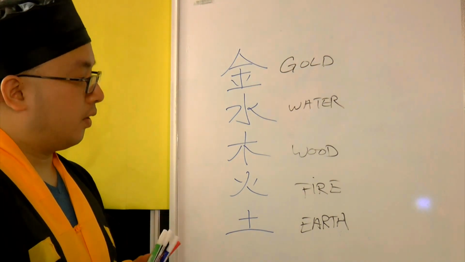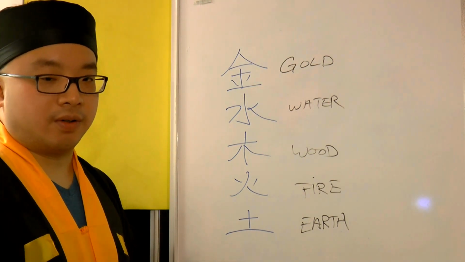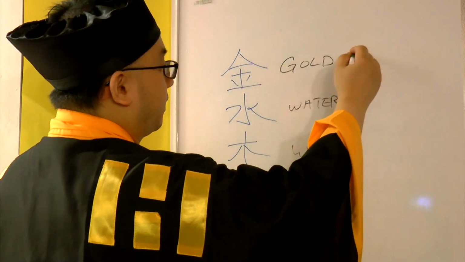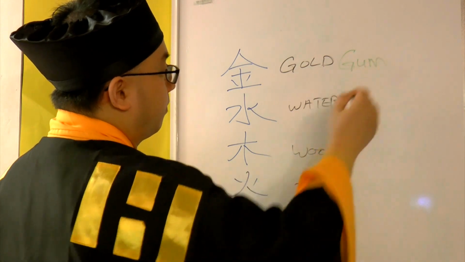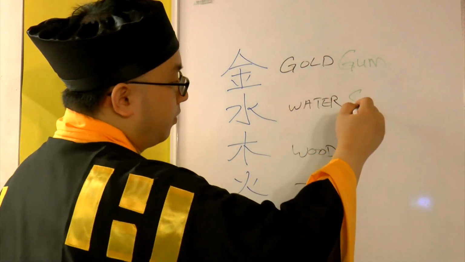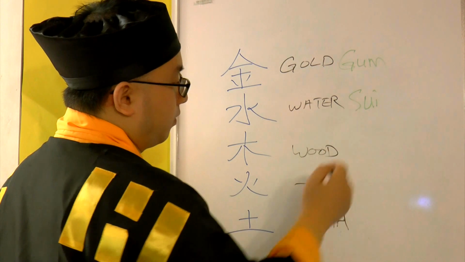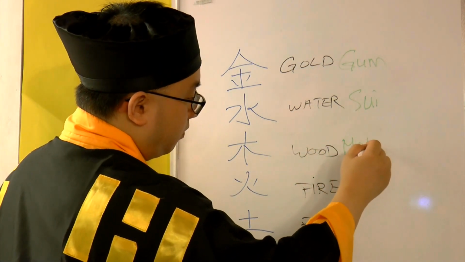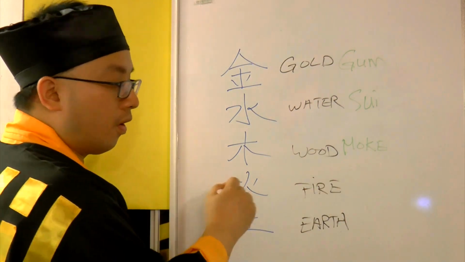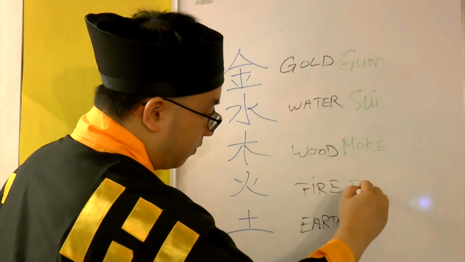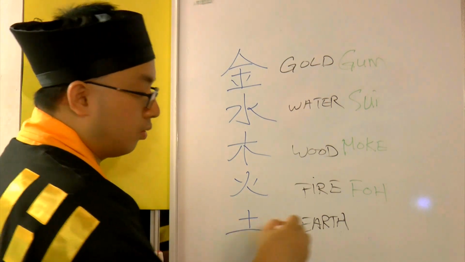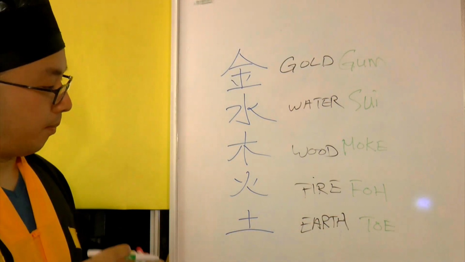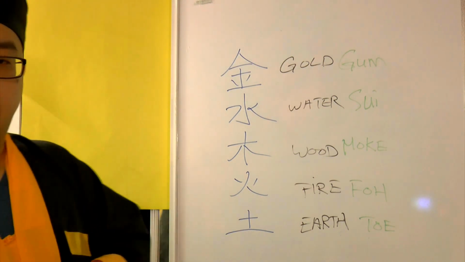Okay, so now we're going to go into Cantonese and say them one by one. Gum. This is gum. 水, 木, 火, 土. Not sure if the camera picked up the green, but it should be there.